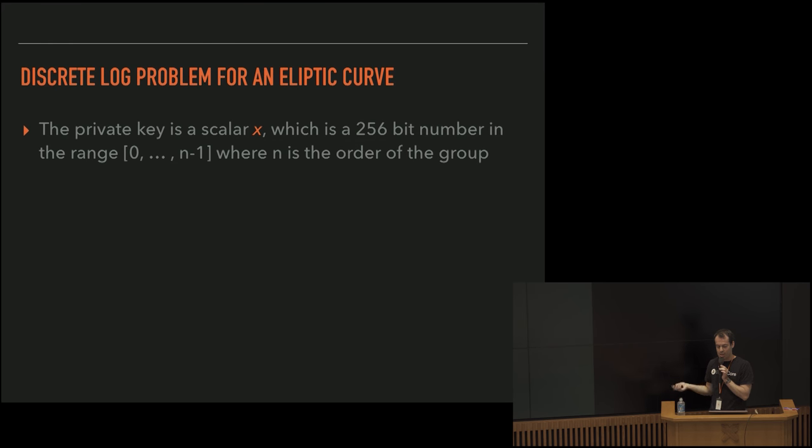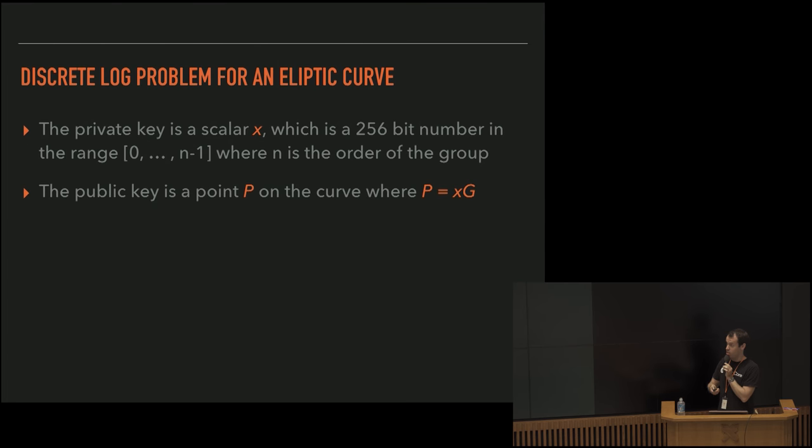So the private key is a scalar x, which is some number in the range 0 up to n minus 1, where n is the order of the group. The public key, P, is a point on that curve, where P equals x times G. And again, multiplication is easy, so if I know x, it's very easy to find P.